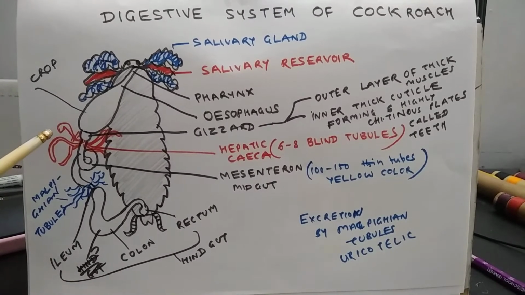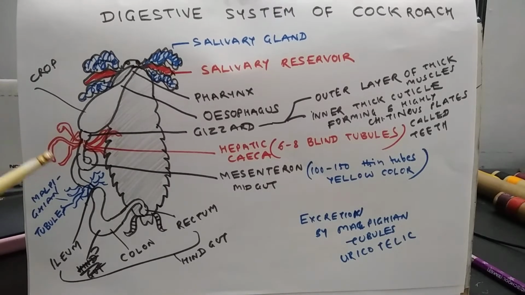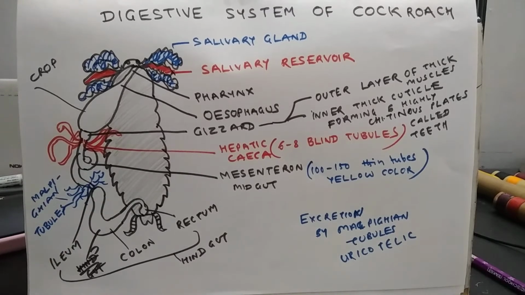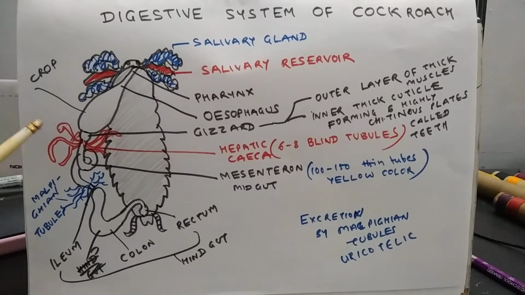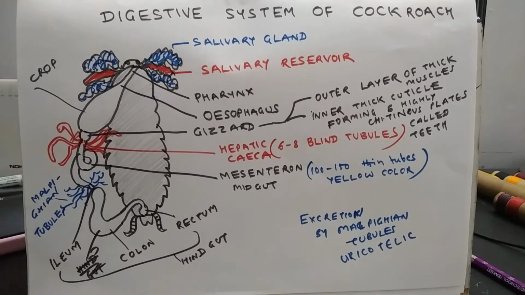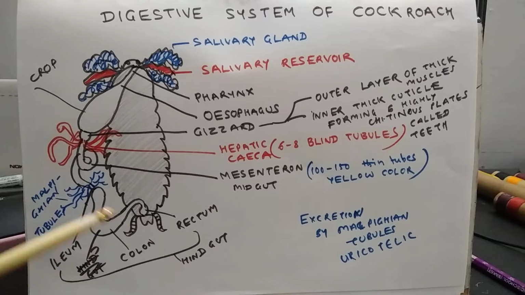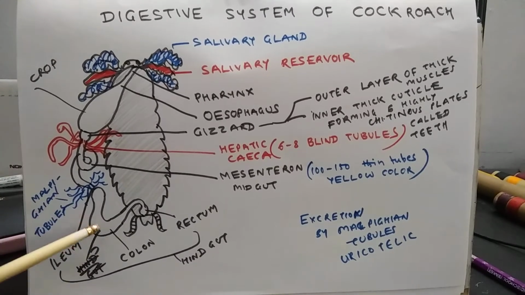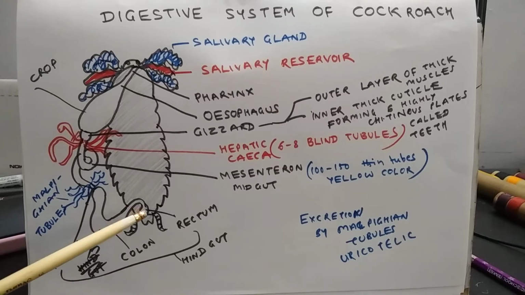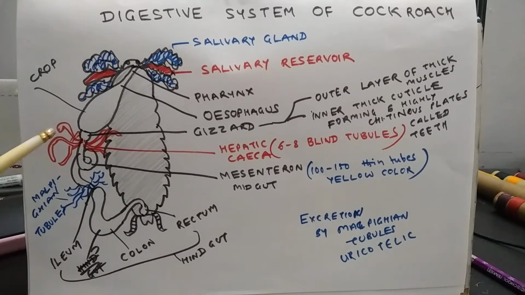After the gizzard begins the intestine. So, there is the midgut or mesenteron and hindgut, or you can say the large intestine as in case of human. The midgut is smaller in diameter compared to the hindgut. And the hindgut can be divided into 3 parts: ileum, followed by colon, which is followed by rectum.